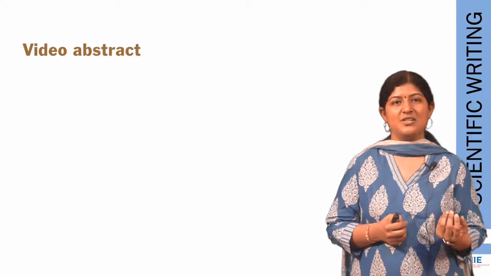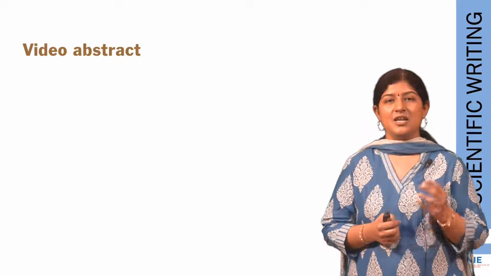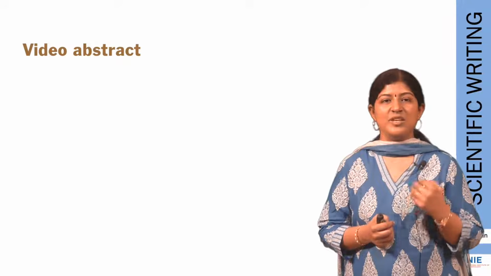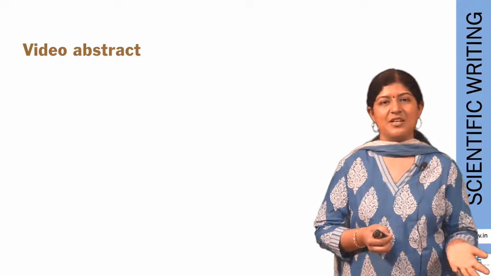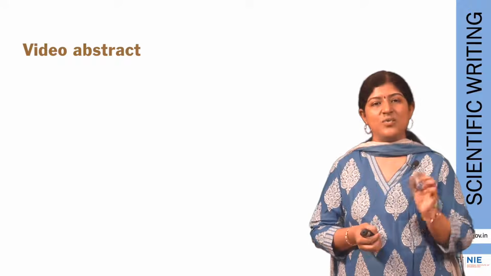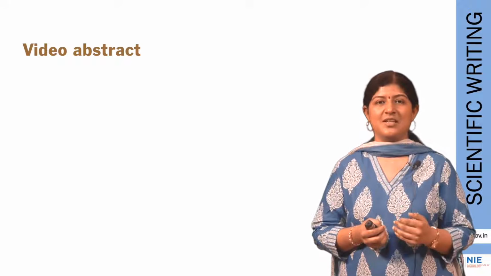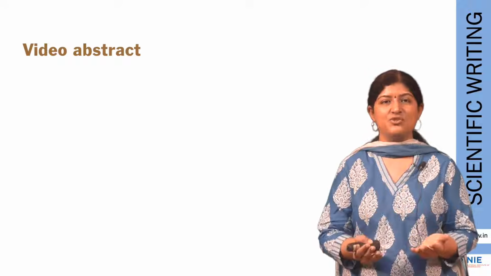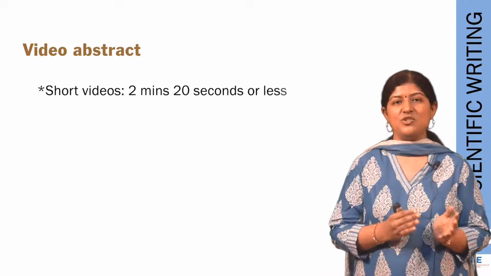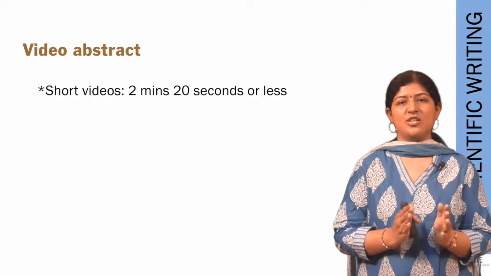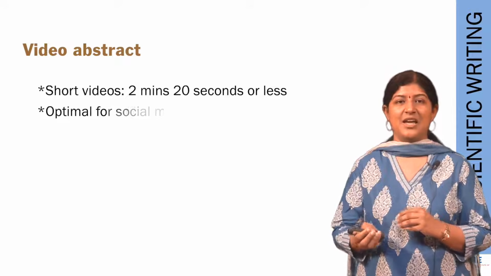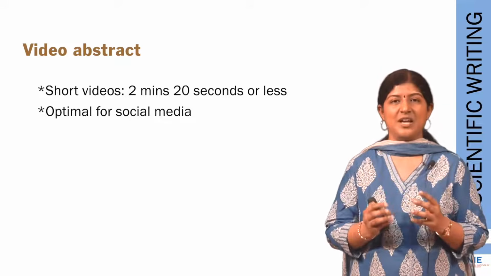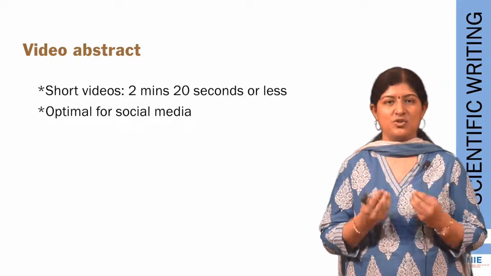So some of the journals and conferences these days do require you to give a video abstract. Similar to the visual abstract or the graphical abstract that we had discussed, a video abstract is also something that can have wider reach through social media. Usually video abstracts are shorter duration videos, usually 2 minutes and 20 seconds or less. The video abstracts should be made optimal so that they could be shared on social media.